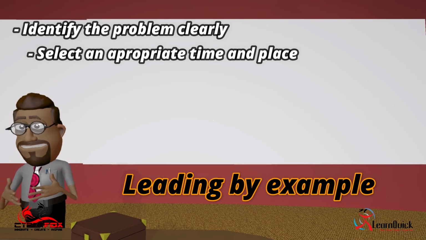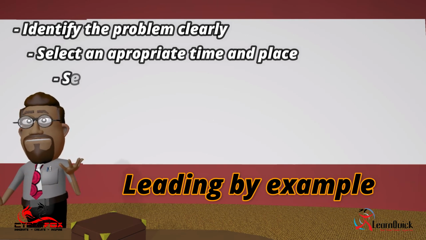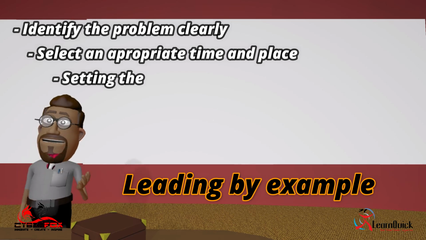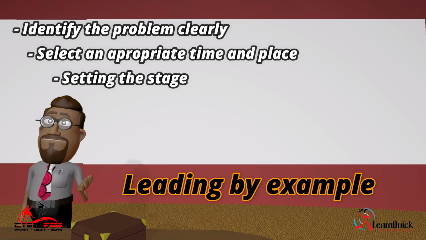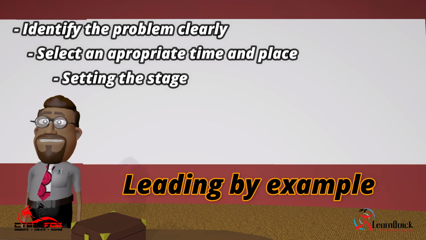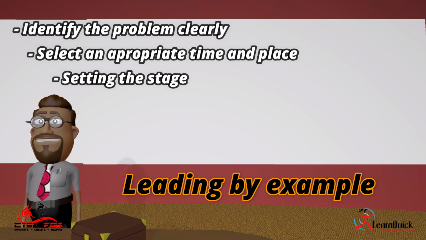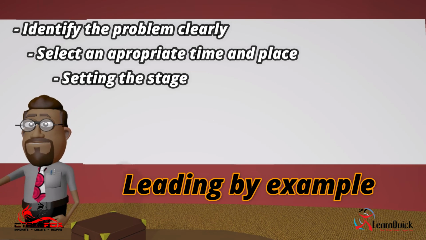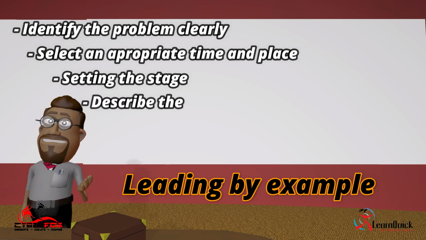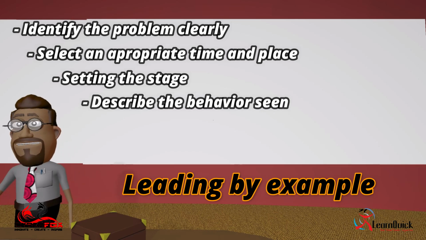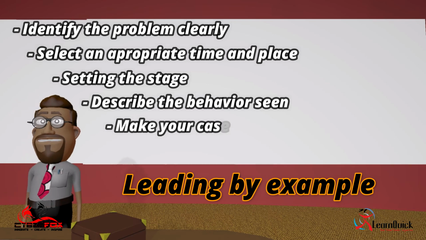The third step is setting the stage. You should acknowledge that it is difficult to hear feedback. In most cases, people will take feedback personally. It is useful to make the feedback about a specific behavior and not about the individual. The fourth step is describing the behavior that you see. You should be specific and stick to the facts. The fifth step is making your case. You should detail the implication of how this issue affects others, oneself, and the success of the company.